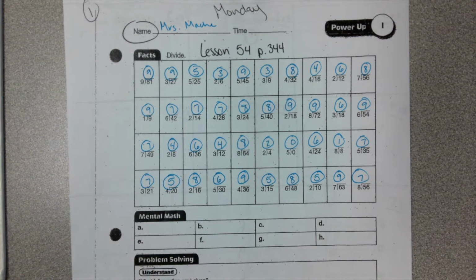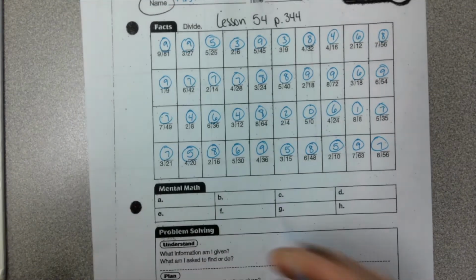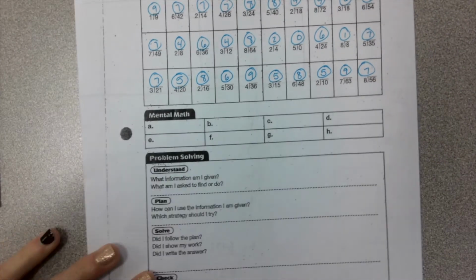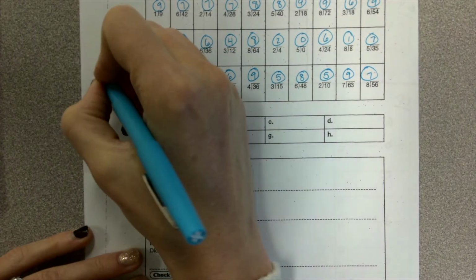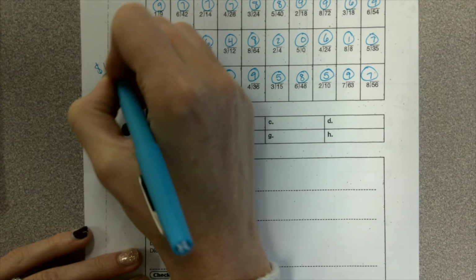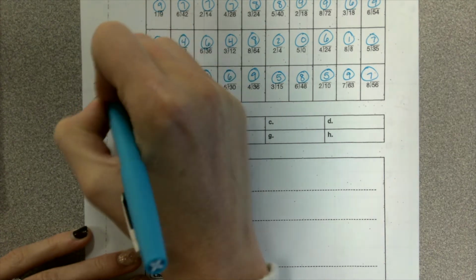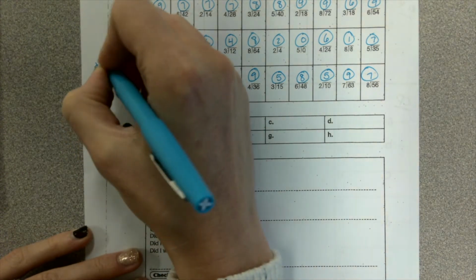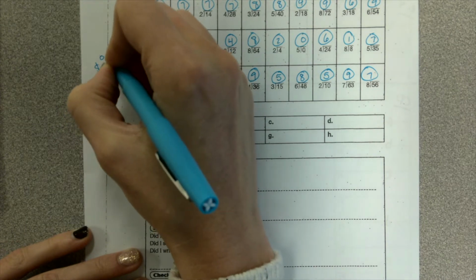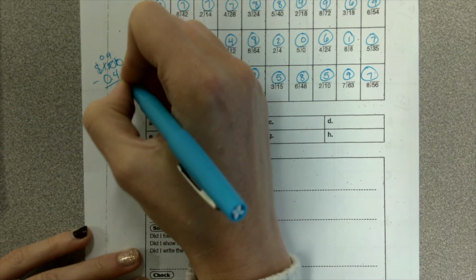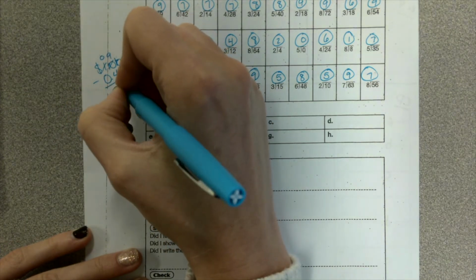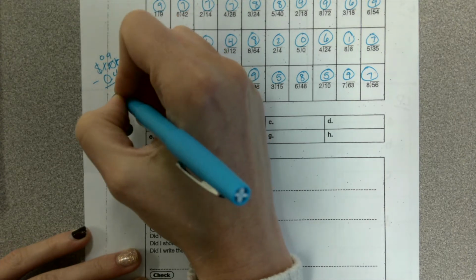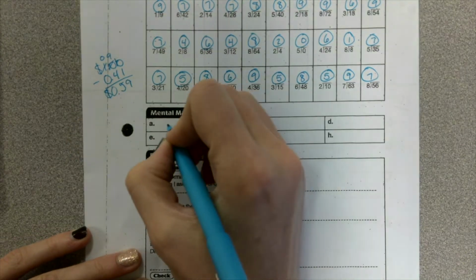A. Find the change back from $1 for items with these prices. A, 41 cents. So if you had $1 and you had to subtract 41 cents from it, what change would you get back? 10 minus 1 is 9. 9 minus 4 is 5, so you get 59 cents.